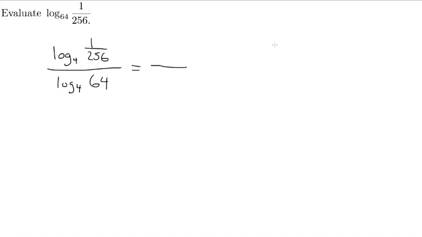So let's see here. 4 times 4 I know is 16. 16 times 4, that's going to be 64. So this is 64. If I multiply that again by 4, 64 times 4 is going to be 256. So 4 to the third power is 64. 4 to the fourth power is 256. So log base 4 of 64, that's going to be 3.